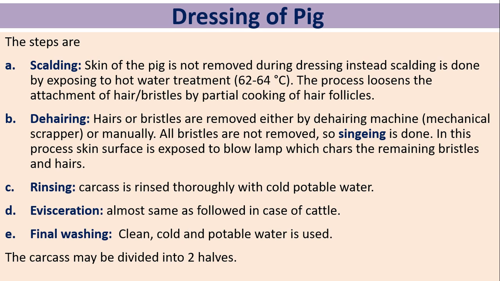Next, dressing of pig. The steps are scalding. Scalding means the skin of the pig is not removed during dressing. Instead, scalding is done by exposing it to hot water treatment. The process loosens the attachment of hair by partial cooking of hair follicles. Next, dehairing. Hairs or bristles are removed.